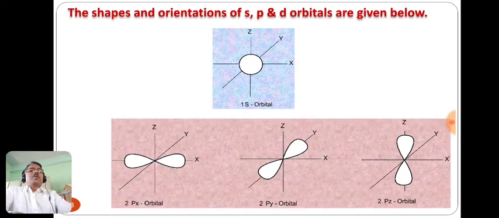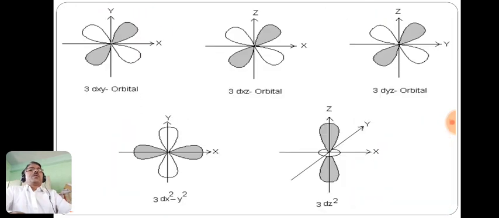The shapes of p orbitals. These are the shapes of p orbitals, which are dumbbell shaped. This is the shape of the 2px orbital, this is the shape of the 2py orbital, and this is the shape of the 2pz orbital. And the shapes of d orbitals are these. This is the shape of the dxy orbital, this is the dxz orbital, this is the dyz orbital, this is the dx square minus y square orbital, and this is the dz square orbital, which is different from the previous 4 d orbitals.